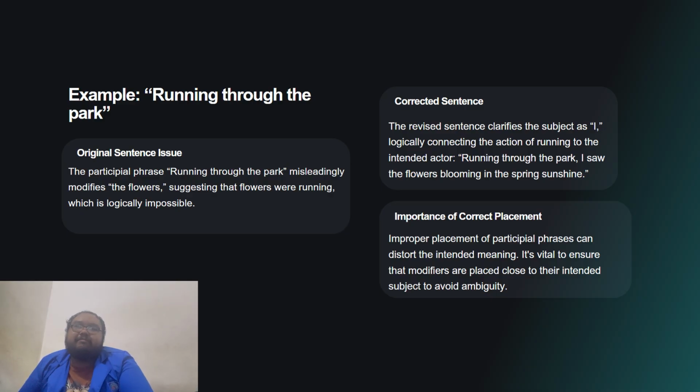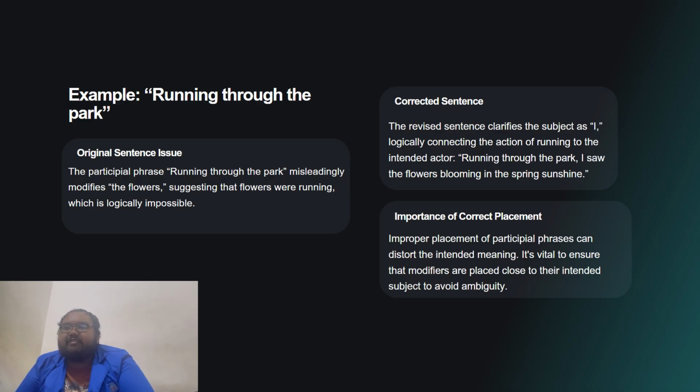Now, another example again: running through the park. Original sentence issue. The participial phrase running through the park misleadingly modifies the flowers, suggesting that the flowers were running. So the flowers were running, which is logically impossible. It's just impossible.